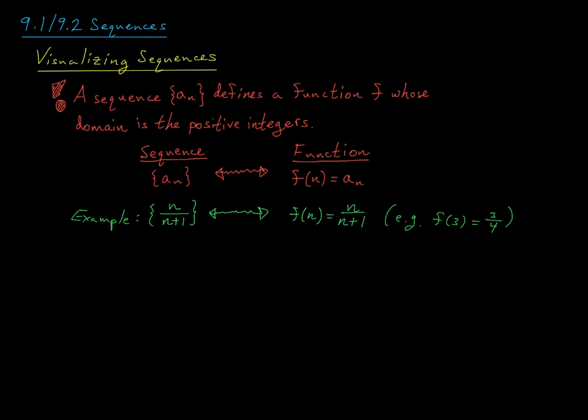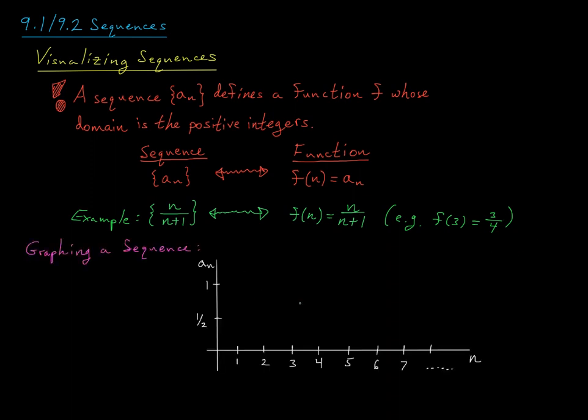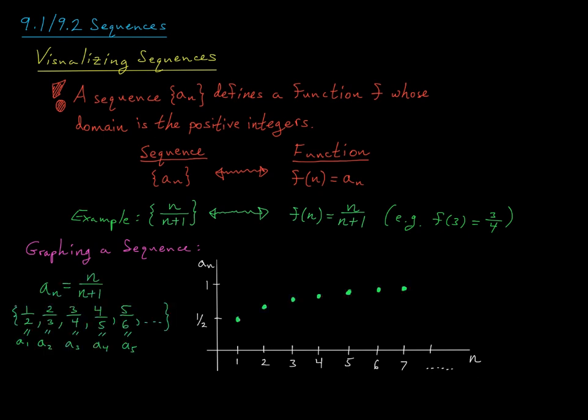So these input-output pairs can be plotted on a graph, and this gives us a nice way to graph the sequence. To illustrate that, let's look at the graph of the sequence n over n plus 1, right? So for example, a sub 1 is 1/2. So I'm going to plot the point 1 comma 1/2 to express the fact that the first term of the sequence is 1/2. Then I have that a sub 2 is 2/3, so 2 comma 2/3. Then a sub 3 is 3/4, so that'd be 3 comma 3/4, so on and so forth, right? So this gives us a very nice visual representation of the sequence.